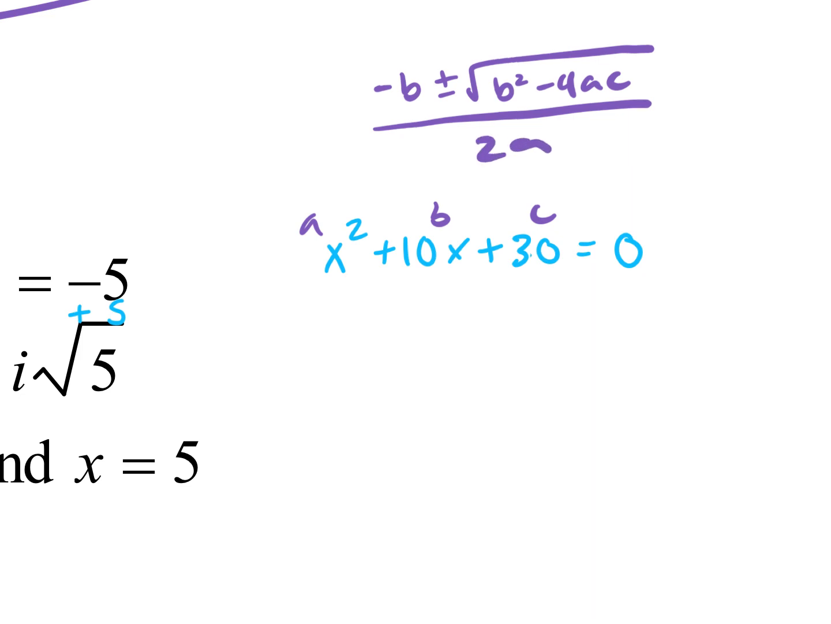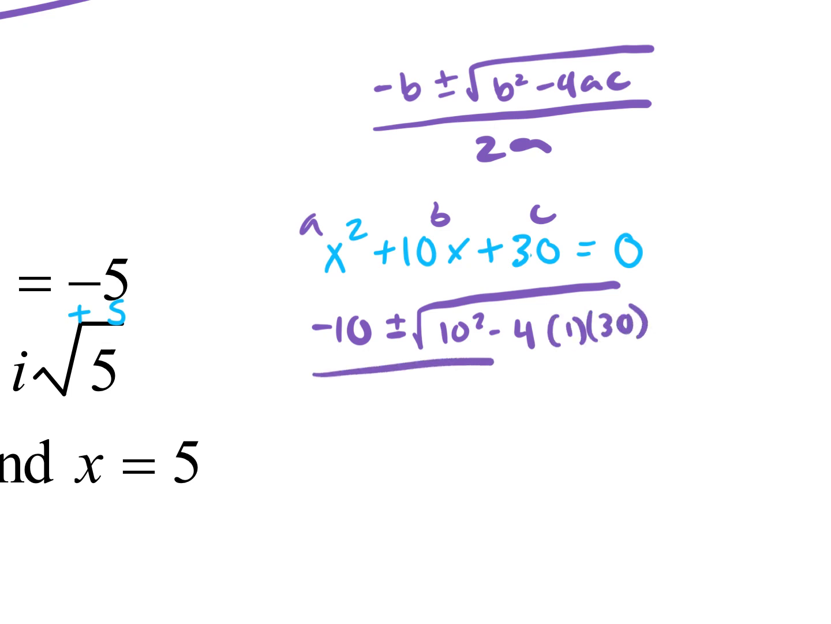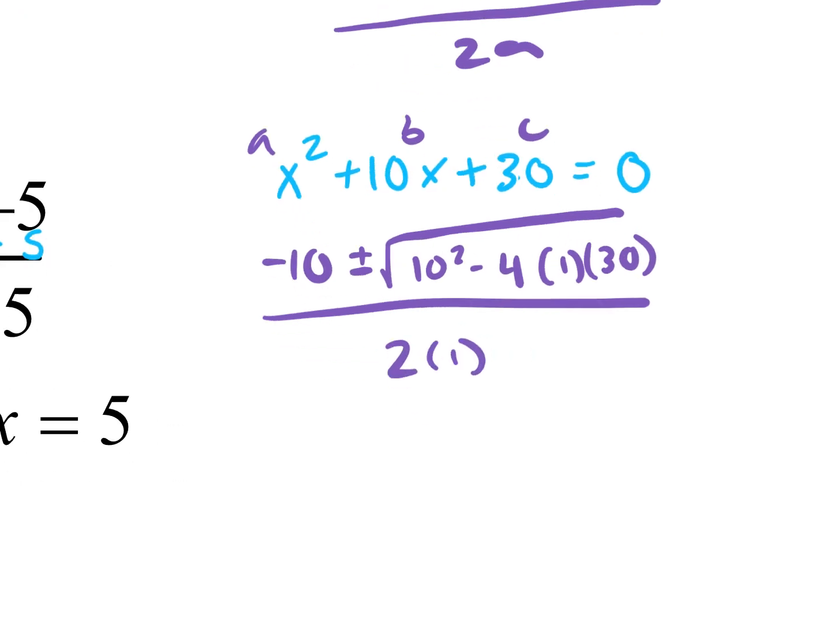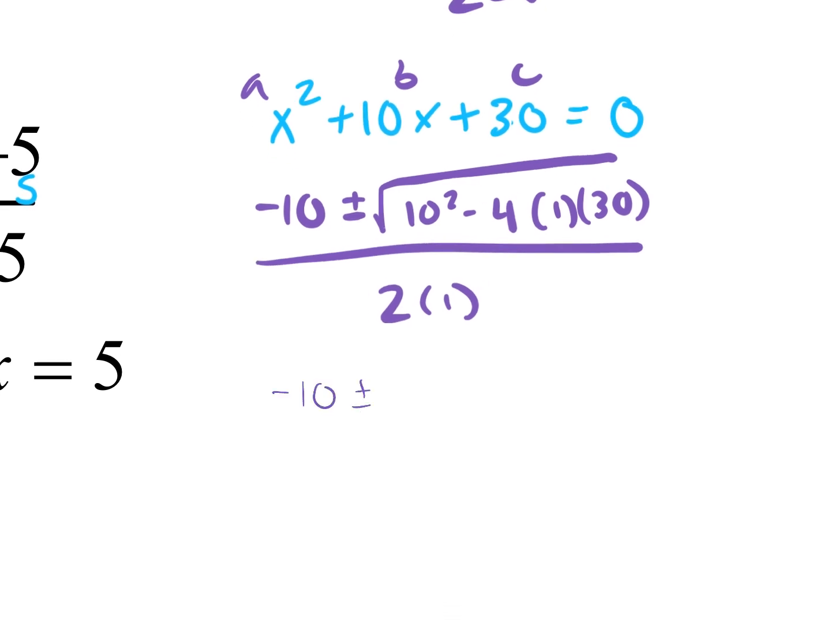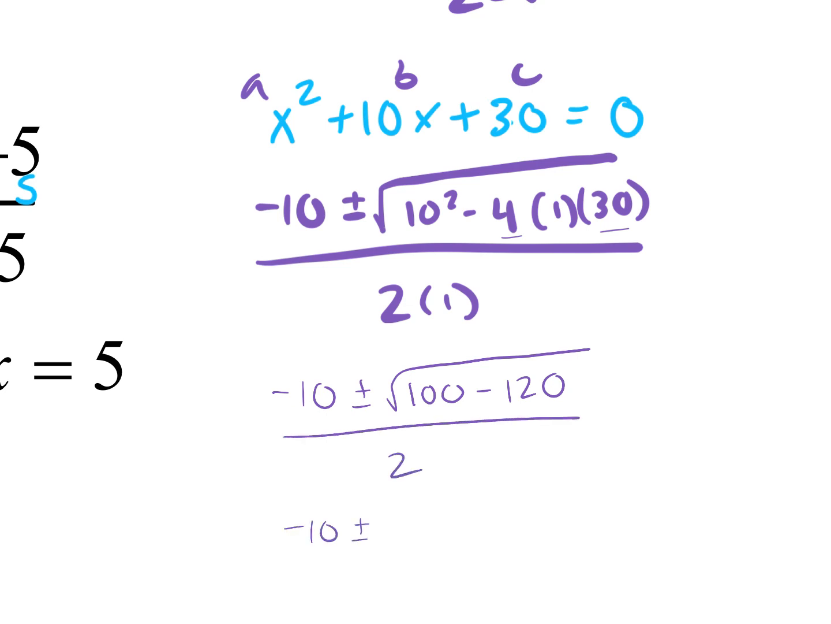Awesome. Negative b plus or minus the square root of b squared minus 4ac over 2a. So we plug everything in. Negative 10 plus or minus the square root of 10 squared minus 4 times 1 times 30 over 2a, which a is 1. So 2 times 1. So negative 10 plus or minus, this would be 100 minus 4 times 30, which is 120, over 2. So negative 10 plus or minus the square root of negative 20 over 2.